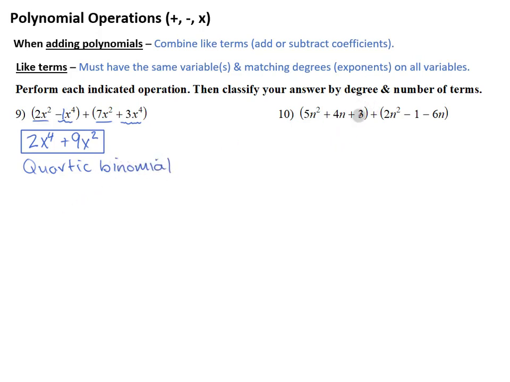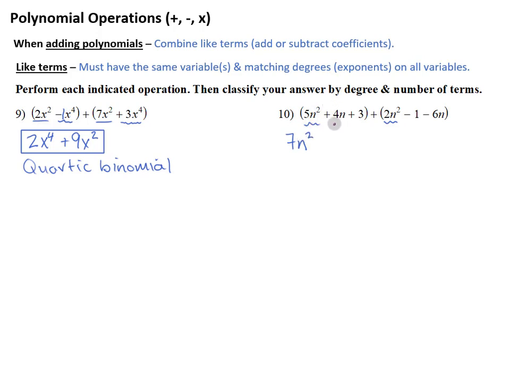Okay, for number 10. Again, we're going to add these together. So we're not multiplying, we're just adding. So we're looking to combine like terms. We look for the highest degree term. And I see we have n squared, looks like the highest. So let's combine our n squareds. 5n squared and 2n squared makes 7n squared.